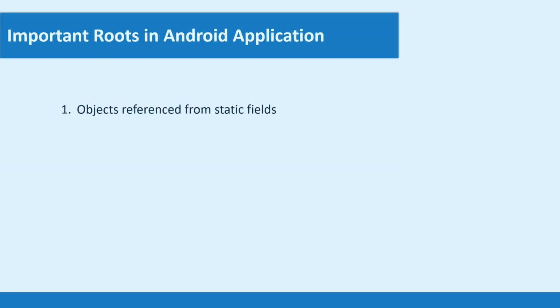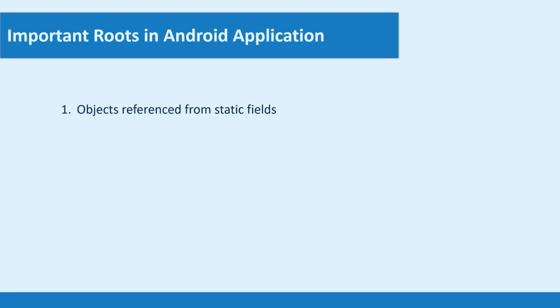First, objects referenced from static fields. So one of the most common sources for memory leaks in Android applications, or at least what used to be one of the most common sources in the past, are static references to activity objects. So basically people would somehow reference activity from static fields, and then those activities will be held in memory forever, even after the system called their onDestroy method.